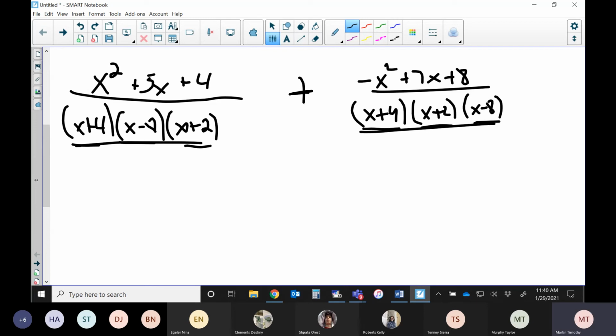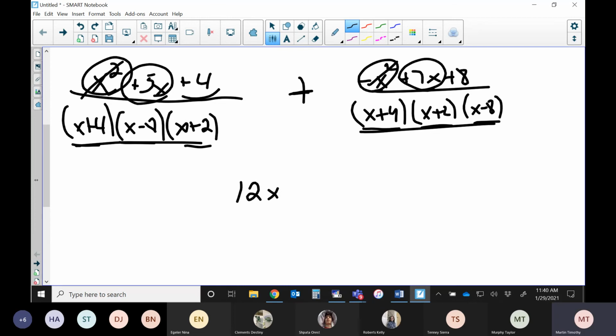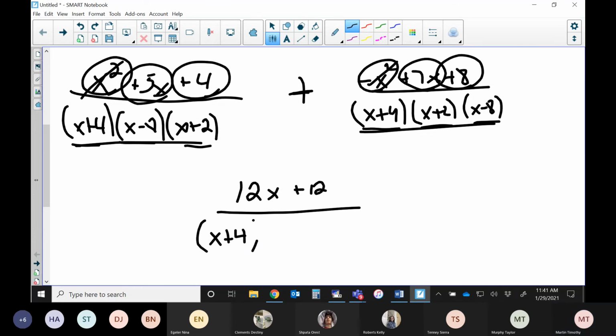And now I can do what I did a second ago, where I combine like terms. An x squared and a negative x squared are going to cancel each other out. A 5x and a 7x are going to get me to a 12x. A 4 plus an 8 is going to get me to a 12x, or 12, sorry. And this is all over x plus 4, x minus 8, x plus 2.